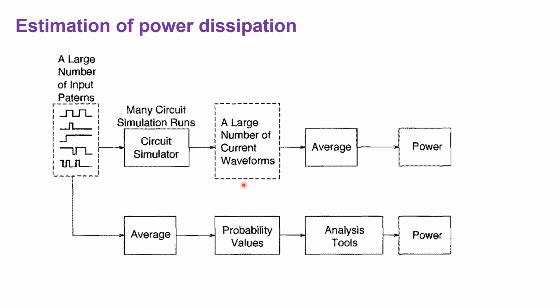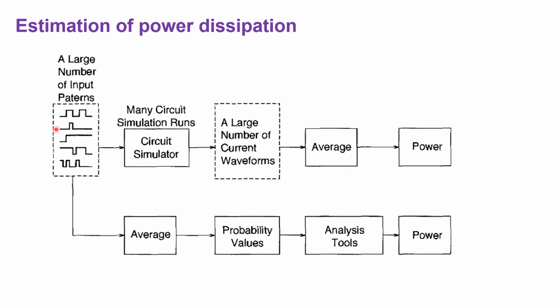It will generate a large number of current waveforms. Now we are going to calculate the average power and the estimated power for the given circuit for the different types of inputs.